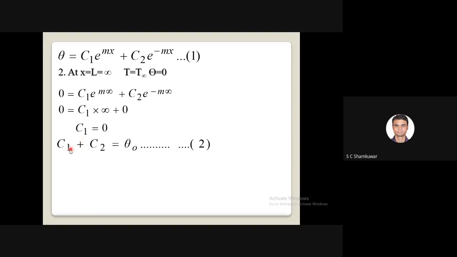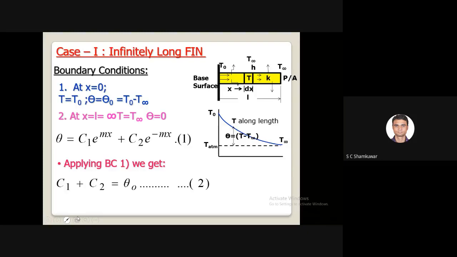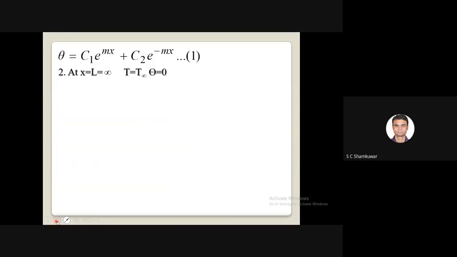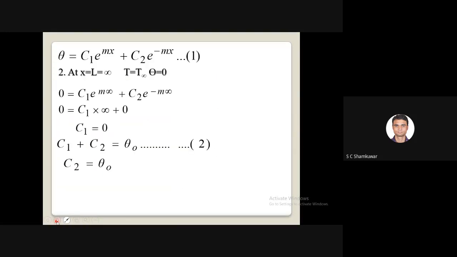And now what about equation 2, which we got earlier? After putting the boundary condition, we got C1 plus C2 is equal to theta naught. So if you now put C1 is equal to 0 here, you will get C2 is equal to theta naught. Just remember the steps, the logic; no one will ask you a derivation. So C2 is equal to theta naught.